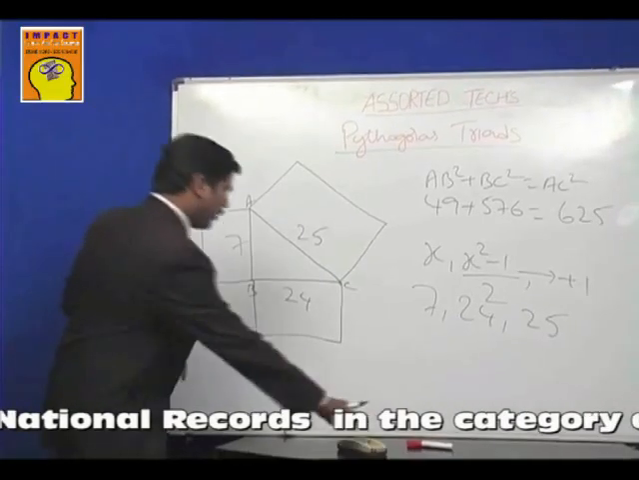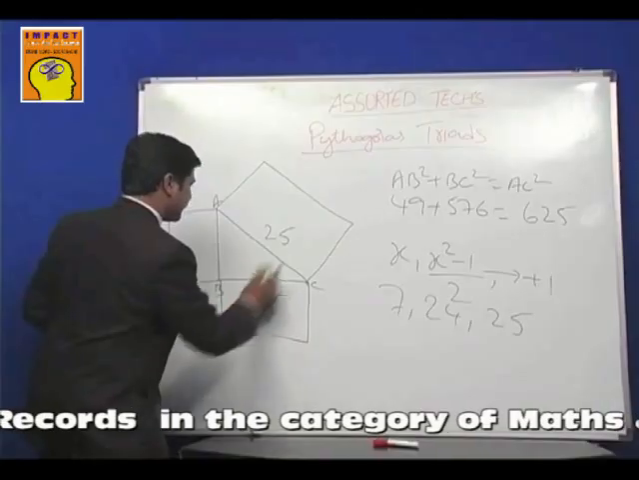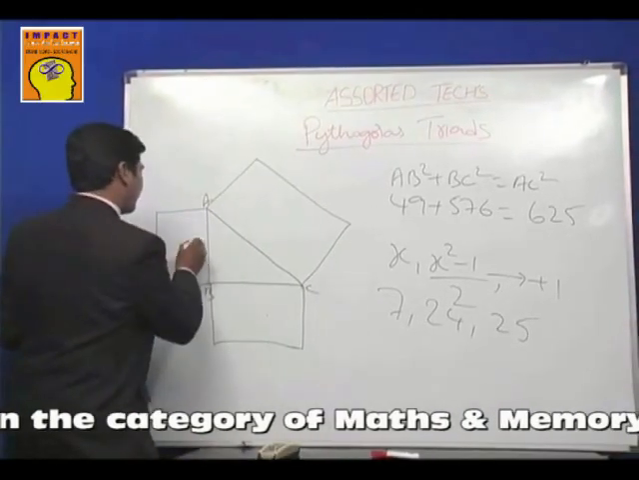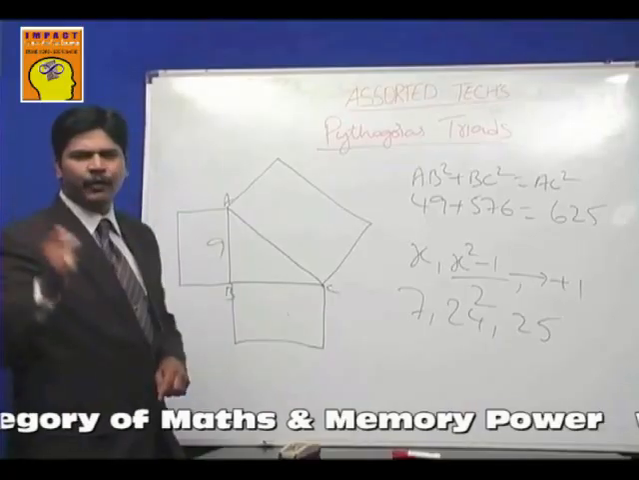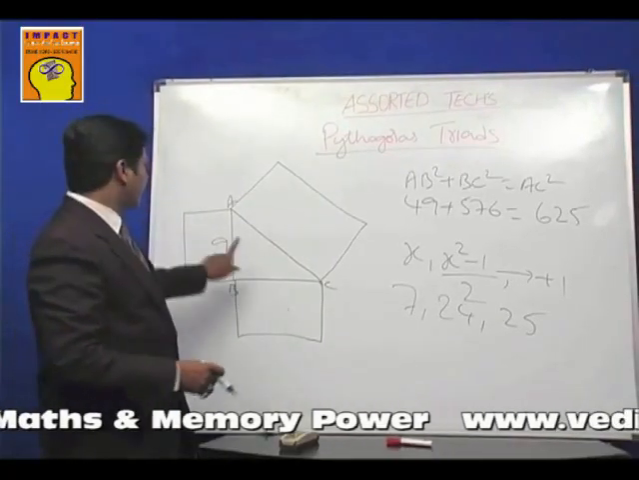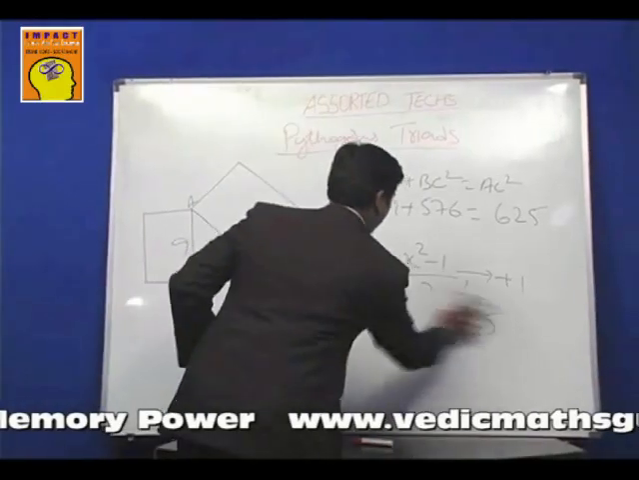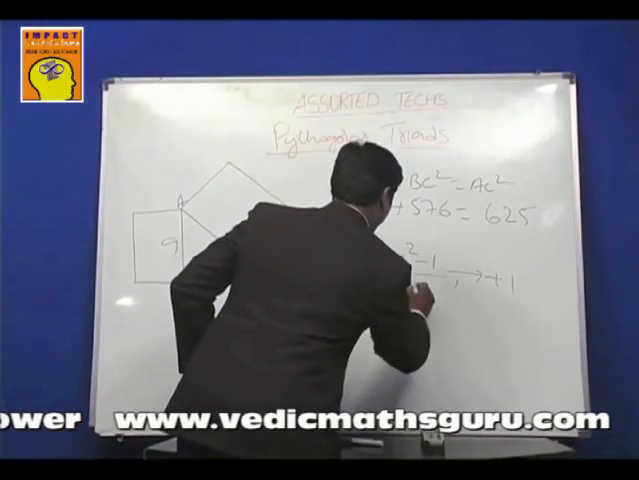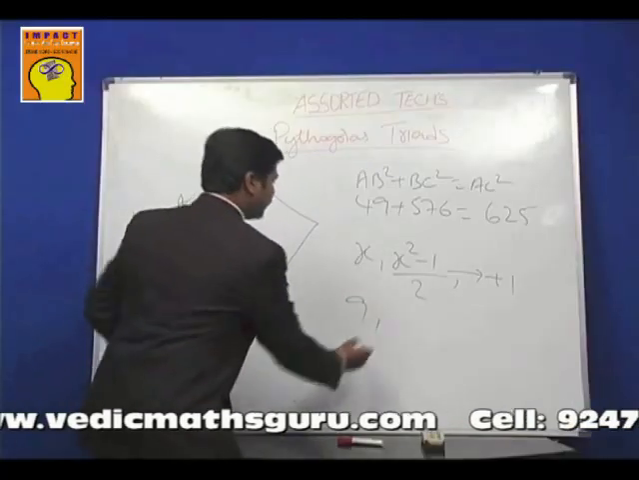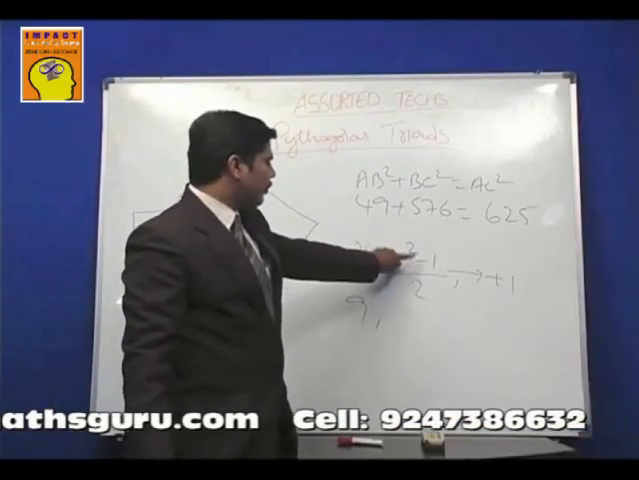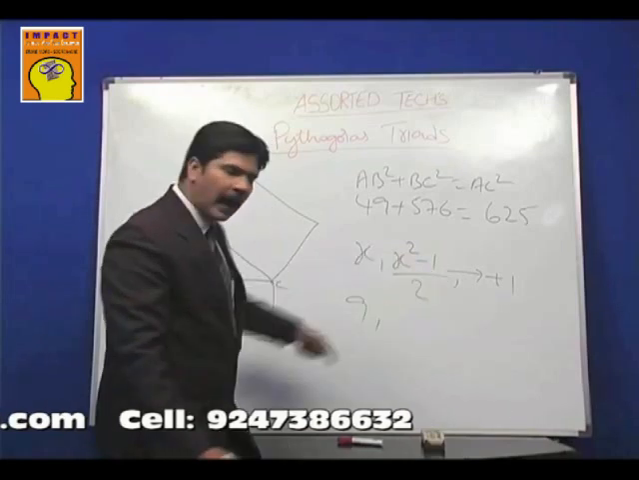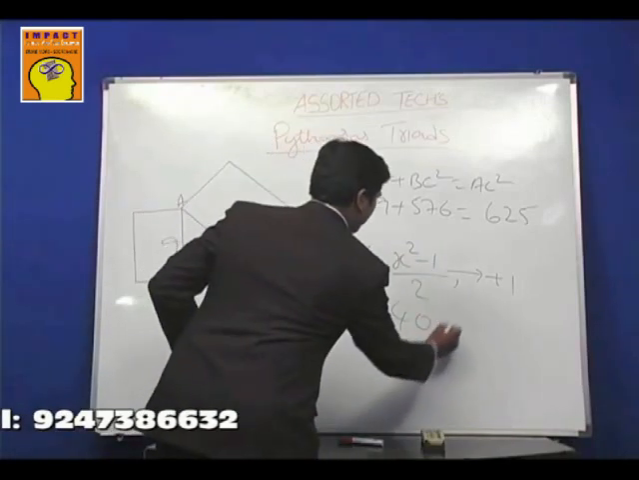Okay. Now if given one side is 9, can you find the remaining two sides? You can find them as 40 and 41. Now how? See here, given one side is 9, so x is 9. 9 square is 81, minus 1 is 80. 80 half you get 40, and plus 1 you get 41.